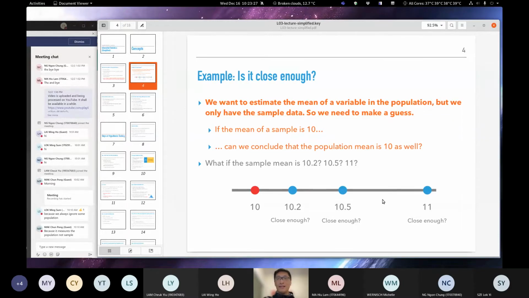All right. And then you may wonder, how do we set the boundary? Now that is what I am going to tell you next.